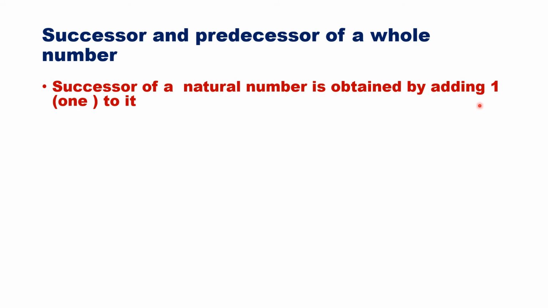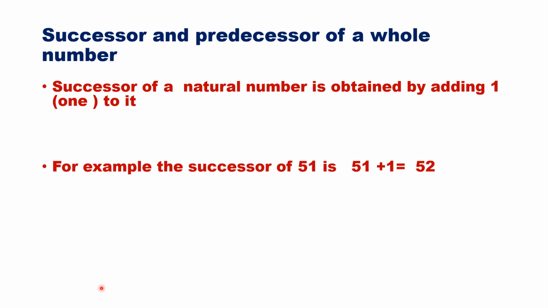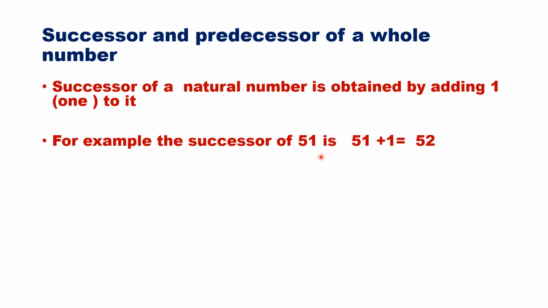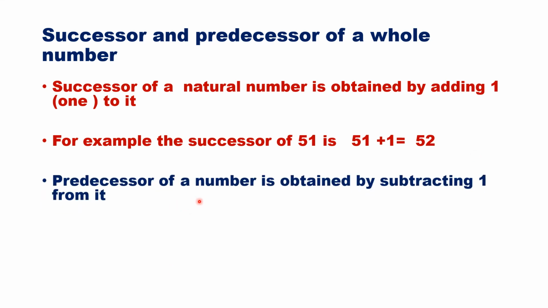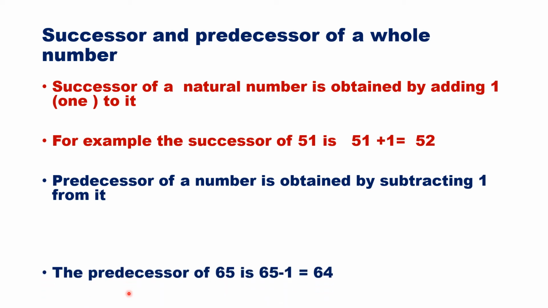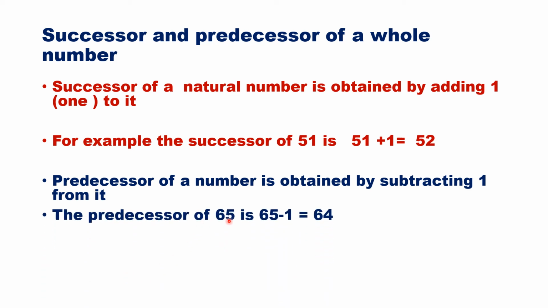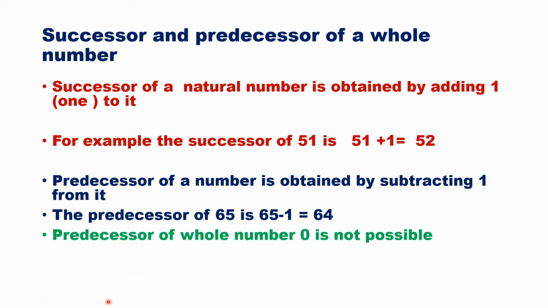The successor of a natural number is obtained by adding 1 to it. So you just have to add 1 and you will get a successor. Like if you have 51, you want to find the successor of 51, you have to add 1. So you will get 52. Next, the predecessor of a number. Predecessor means one who came before. How will you get it? By subtracting 1 from it. Okay. So the predecessor of 65 is 65 minus 1, that is 64. So you have to subtract 1 to get a predecessor and add 1 to get a successor.